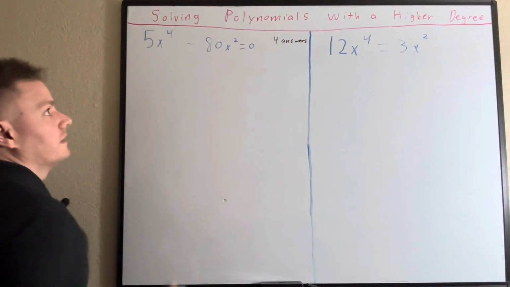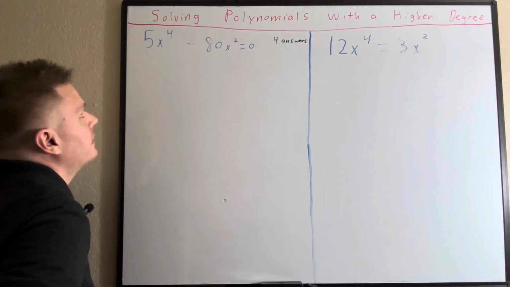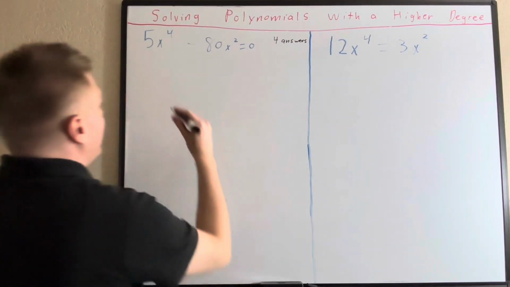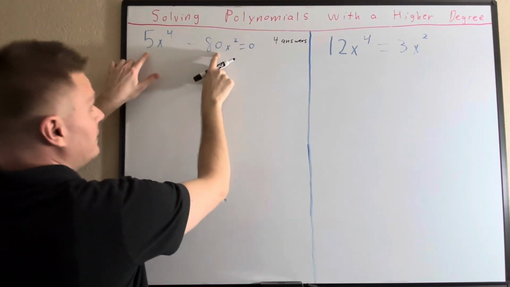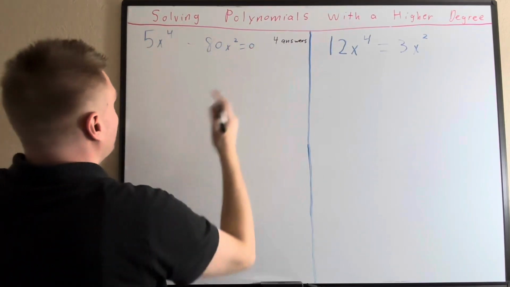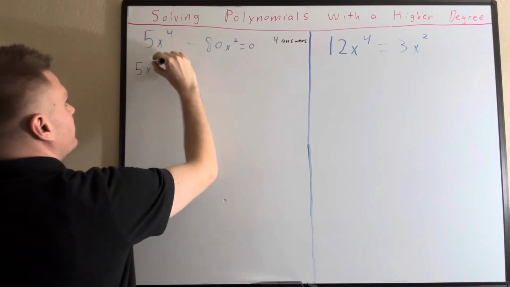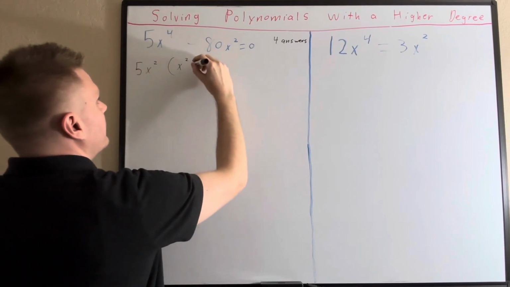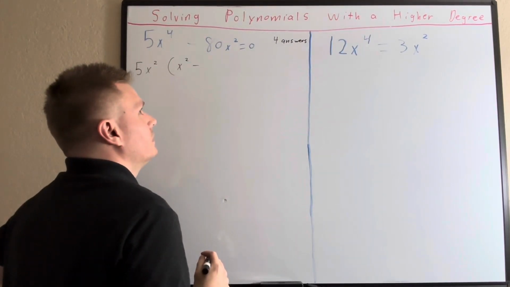So let's get started with this one on the left here. 5x to the fourth minus 80x squared. Well, GCF, right? Greatest common factor. What's the greatest common factor? Well, 5. Does 5 go into 80? Sure it does. X squared in common. So we can divide both of these terms by 5x squared. And we're left with x squared minus, what is 80 divided by 5? 16.